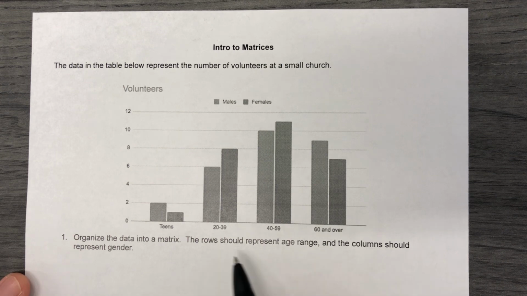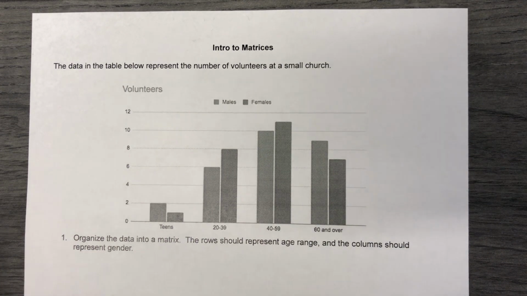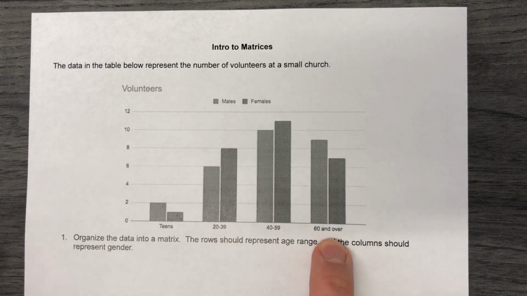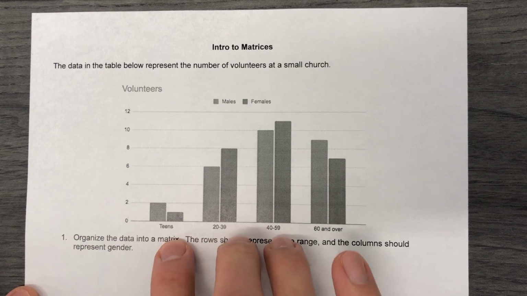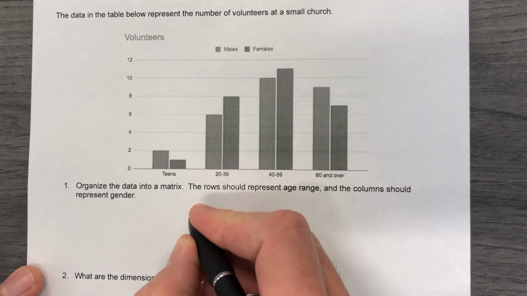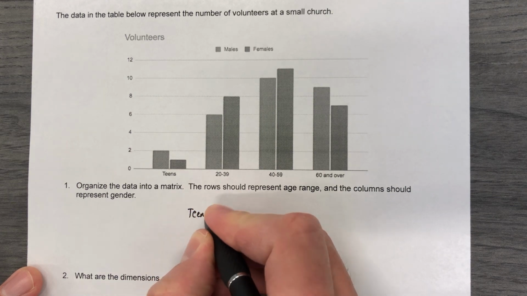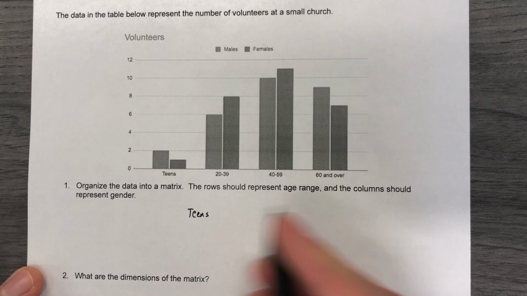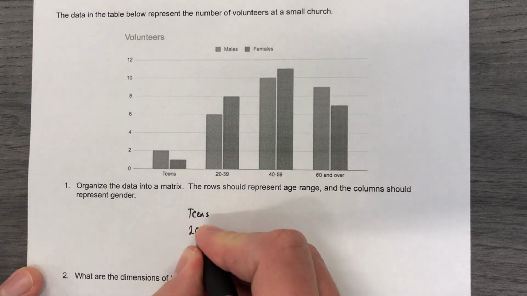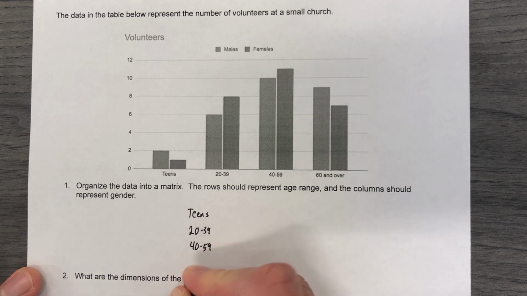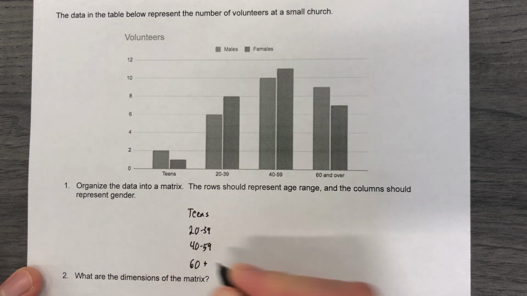So the rows should represent the age range, and the columns should represent gender. So let's look at the age ranges. We have teens, 20s and 30s, 40s and 50s, and 60 and over. So there are basically 4 age ranges. So when I begin to organize this data, I'm going to have 4 rows, because they said rows should represent the age range. So we're going to have teens, 20 to 39, 40 to 59, and then 60 and up.